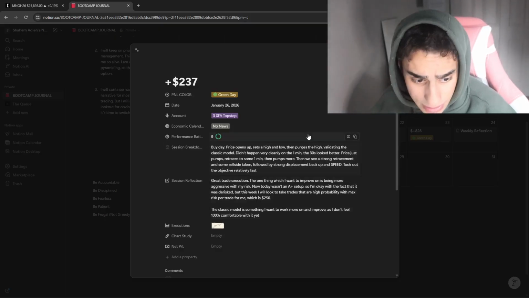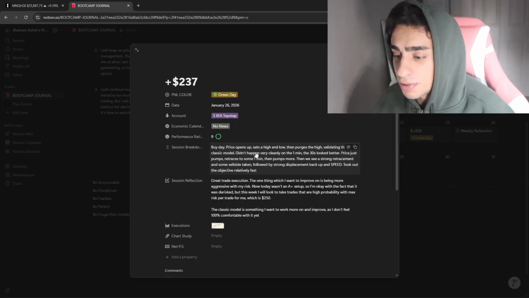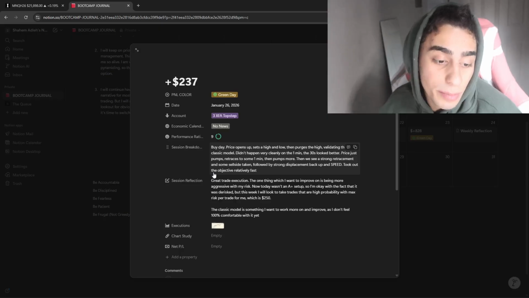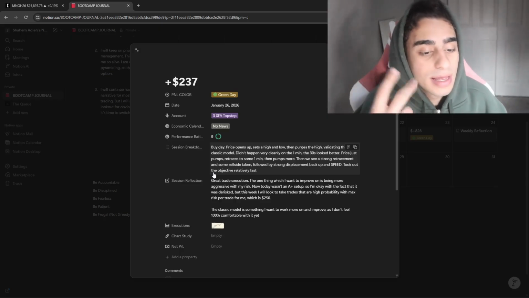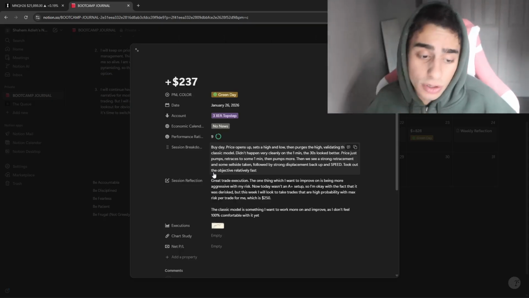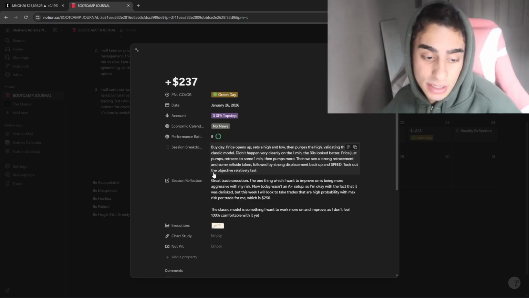I said the session breakdown said today was a buy day. The price opens up, sets a high and low, then purges the high, validating the classic model. That is one of the models that I trade. I have a reversal model, a classic model, and a protraction model. And those are all taught by Gaddy Trades using ICT concepts.